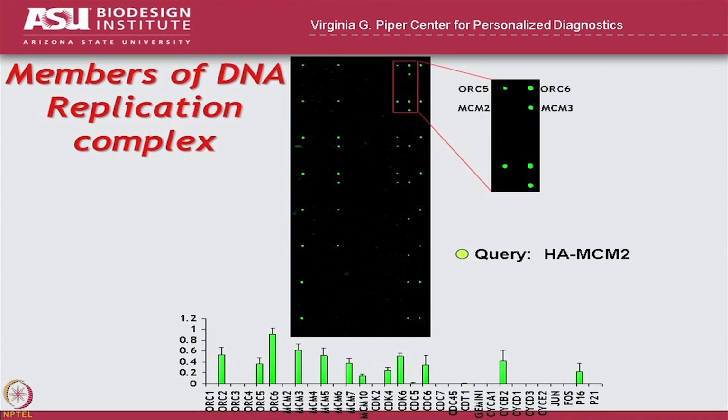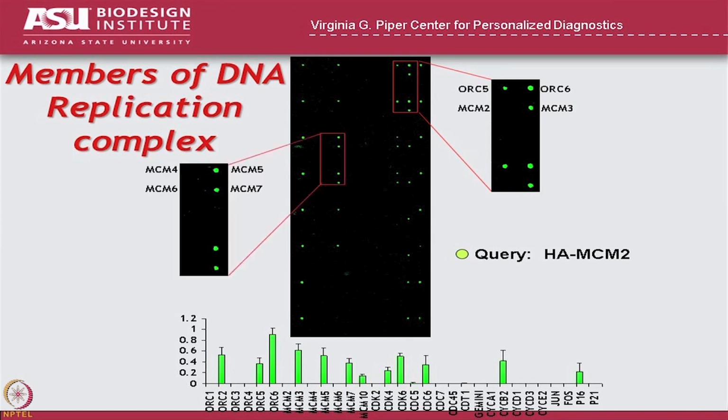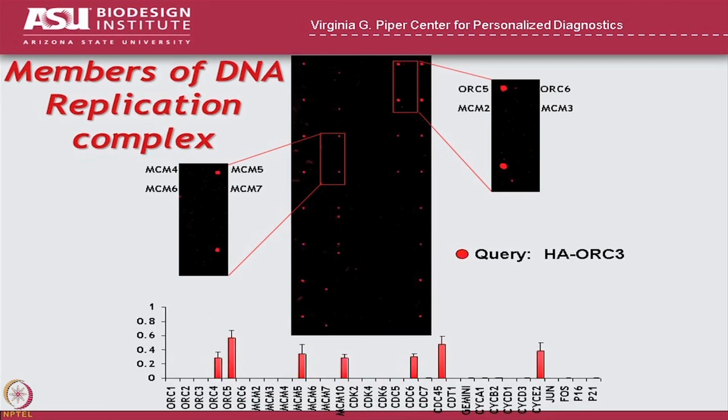MCM2. And then you can see that MCM2 binds to ORC5, ORC6 and MCM3. And here it is binding to these guys over here. And of course, it does it in duplicate, so we know we're confident of the result. You could do the same thing with a different protein. This is ORC3. And again, it's binding to certain proteins, but not other proteins. So you have every other protein on the array is sort of a negative control, right?